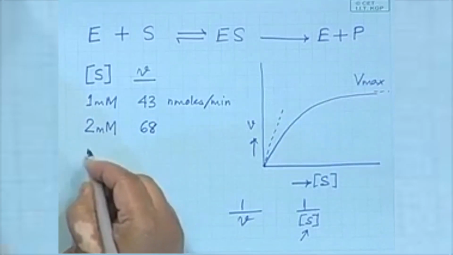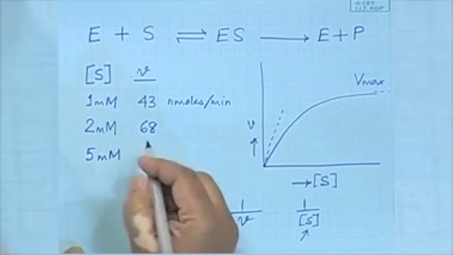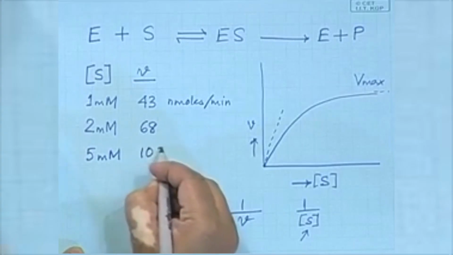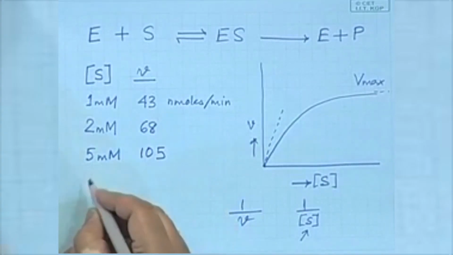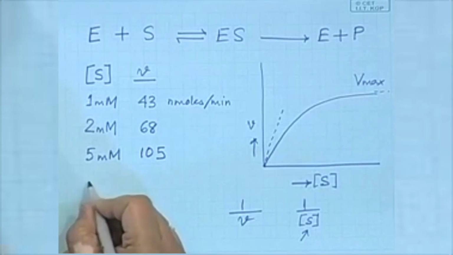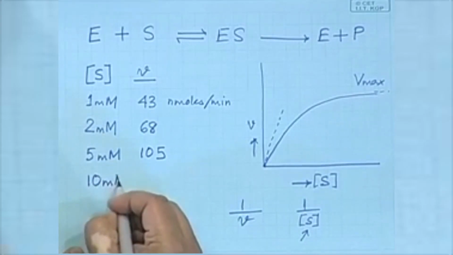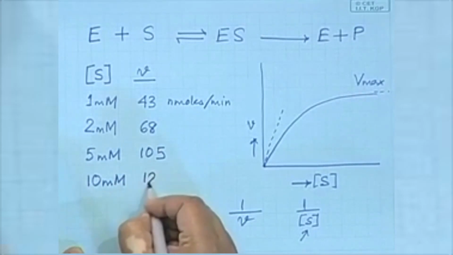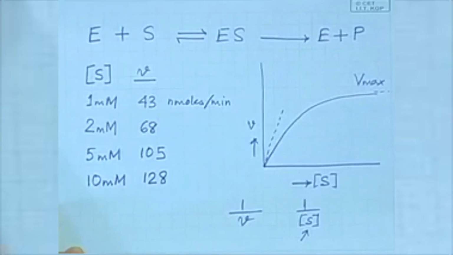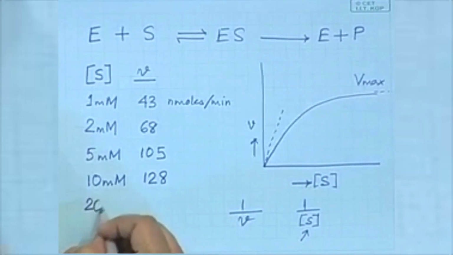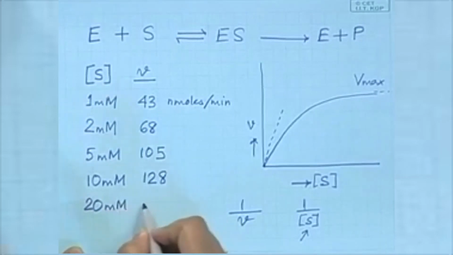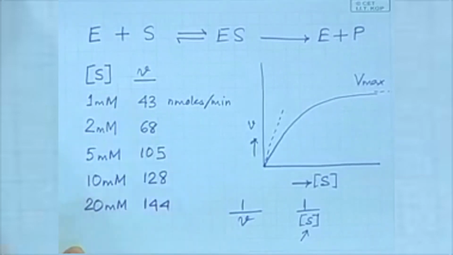I now go to 5 millimolar where I have 105 nanomoles per minute. 10 millimolar where I have 128 nanomoles per minute, and 20 millimolar where I have 144 nanomoles per minute.